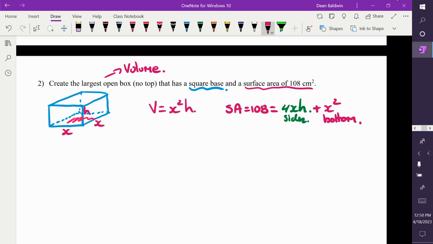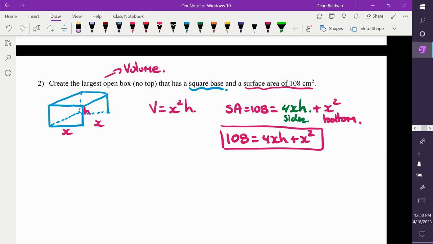So let me just rewrite this. We have 108 is equal to 4xh plus x squared. There's our second formula. That's the area of all the sides of this side plus this side plus the side there plus the side on that side. Okay, that's the 4xh. Does that make sense to everybody?